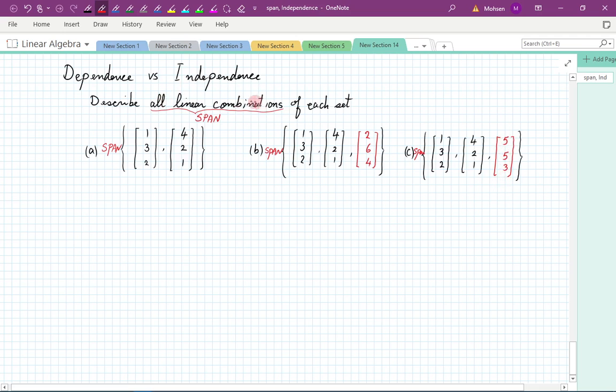So all linear combinations, that's what we want to create, which means I want to multiply this by A, multiply that one by B, and add them up for all possible A's and B's. What am I going to get? So I get something here, something here, something here. The question is, how do we compare them?